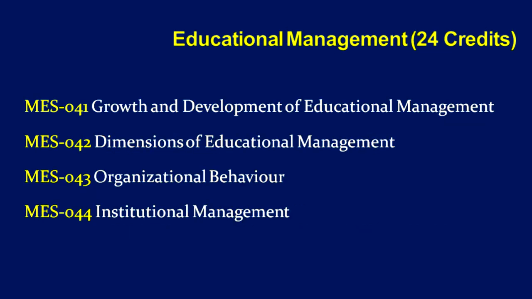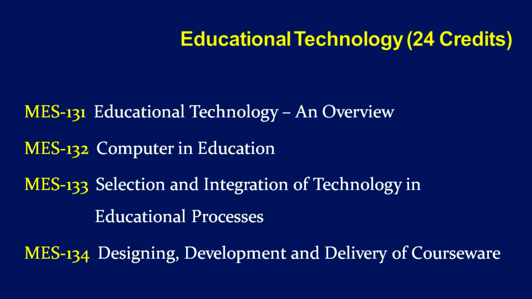And the third area is educational management, that includes growth and development of educational management, dimensions of educational management, organizational behavior, as well as institutional management. That means from a macro level to a micro level, how educational management works at the institutional level and at the same time at the classroom level also. You will find such a knowledge base from this course. The next area is educational technology. It will help you to understand technology and how it is practiced in our schooling process and in our higher education system. So that's why four different courses are there in educational technology.